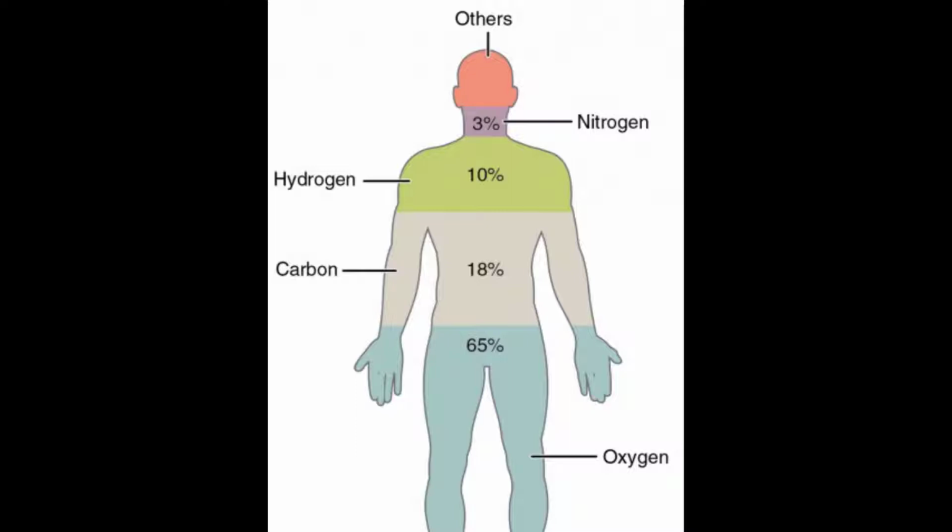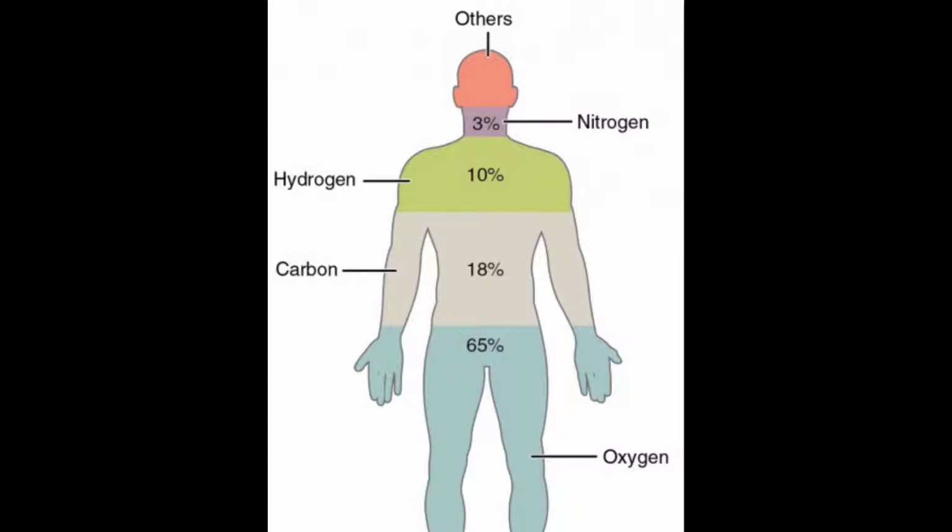All the elements in your body are derived from the food that you eat and the air that you breathe. In nature, elements rarely occur alone. Instead, they combine to form compounds. So, what is a compound? A compound is a substance that is composed of two or more elements joined by chemical bonds.